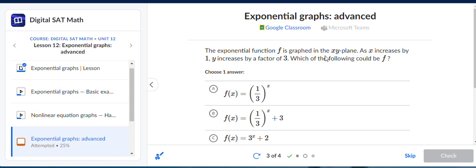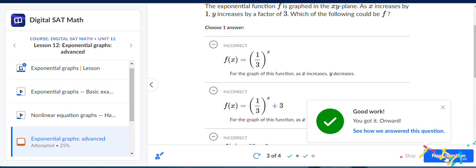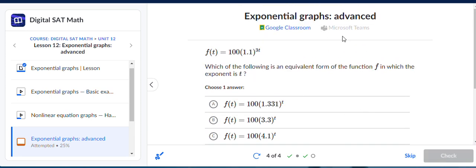Function f is graphed. As x increases by 1, y increases by a factor of 3. Which of the following could be f? No, this is correct. I don't have to say much about that. That was pretty easy.